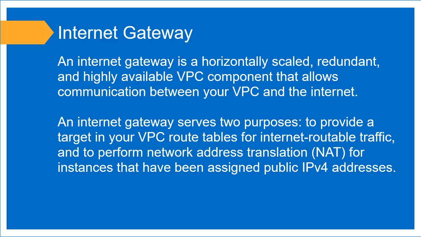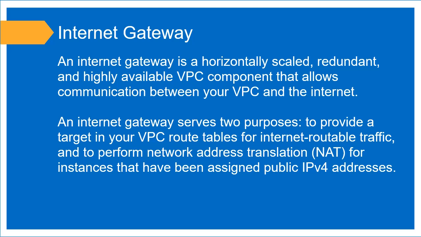In this video, I will demonstrate how to create an internet gateway in your Amazon AWS console. The internet gateway is used to communicate between your VPC and the internet. An internet gateway serves two purposes.